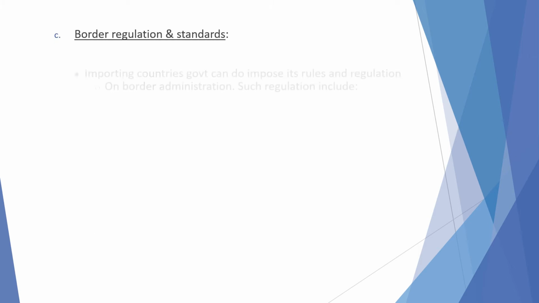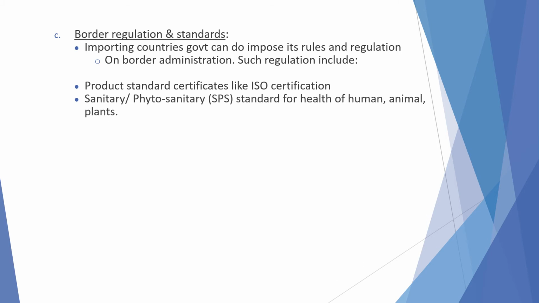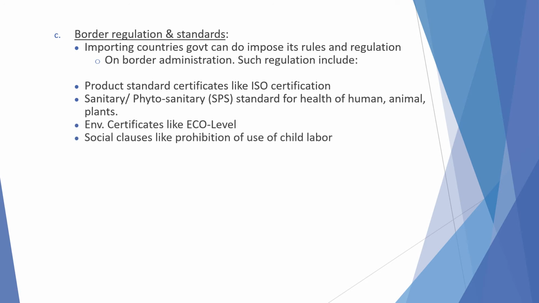Now we have border regulation standards, where the importing country's government can impose its rules and regulations on border administration. Such regulations include product standard certification like ISO certification, sanitary and phytosanitary (SPS) standards for human health and plant and animal health. Next, there are environmental certificates like CE and eco-label. Social clauses, like provisions on the use of child labor.